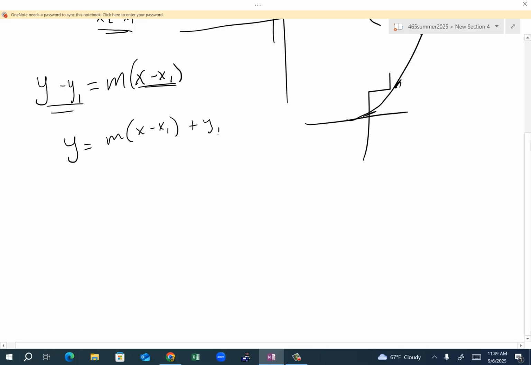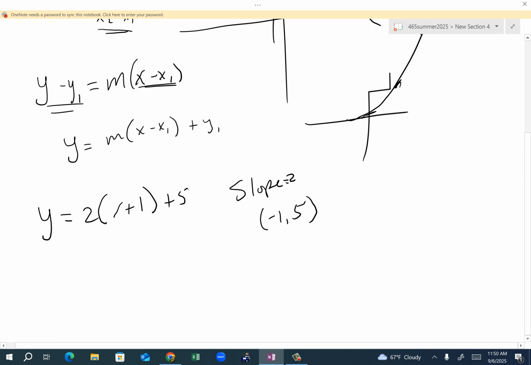Okay. Suppose I told you that I wanted the equation of a line with a slope of 2, and it goes through the point (-1, 5). So you're like, Groom, can I plug it in? Yes, but watch how we do it. y = 2(x + 1) + 5. That's the equation of your line.